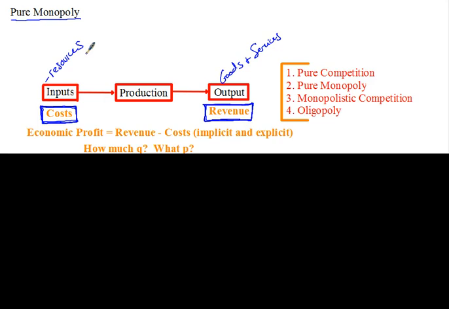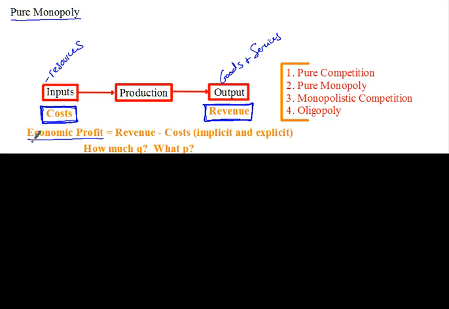So a paper company has to go buy inputs. They have to go buy resources: land, labor, capital, and entrepreneurial skills, and that's called a cost. Then they use those to produce something like paper, and then they sell that paper and get money for doing so. That's called revenue. And then to calculate the firm's economic profit, we take the revenue the firm brings in minus the costs of production, and that gives you the profit.